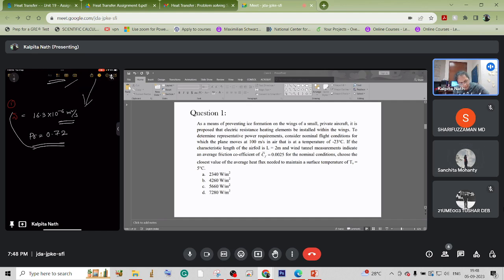See, these two values were missing. I've given this. Now you can do it, right? Just use the skin friction coefficient that is given. From that, you can directly correlate the Nusselt number. And from the Nusselt number, if you know the Reynolds number, you can calculate every value. Then from the Nusselt number, you can get the heat transfer coefficient, and from the heat transfer coefficient, you can get the heat flux. That is what is asked in the question.